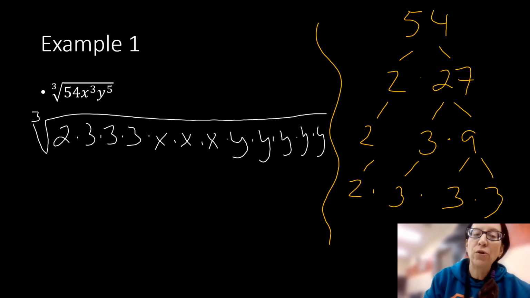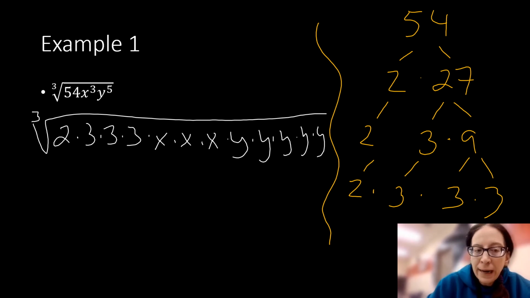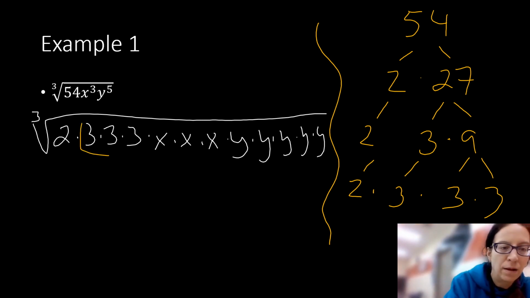And now I'm going to look for groups of the same size as the radical, or as the index. So the index on this radical is 3. And so that means I am looking for groups of 3. Here's what I mean by that. Here's a group of 3.